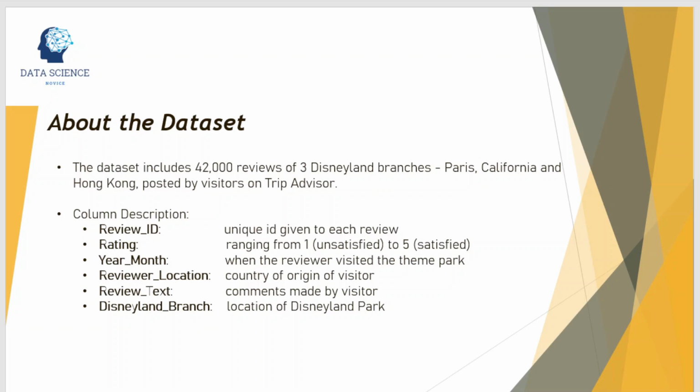Next, we have the year month attribute, that is when the reviewer visited the facility. Next, we have reviewer location, that is from where he is. Next, we have review text, that is the comment given by the visitor. And finally, we have the branch he visited. So this is all about the data and we will explore more about it in the practical session.